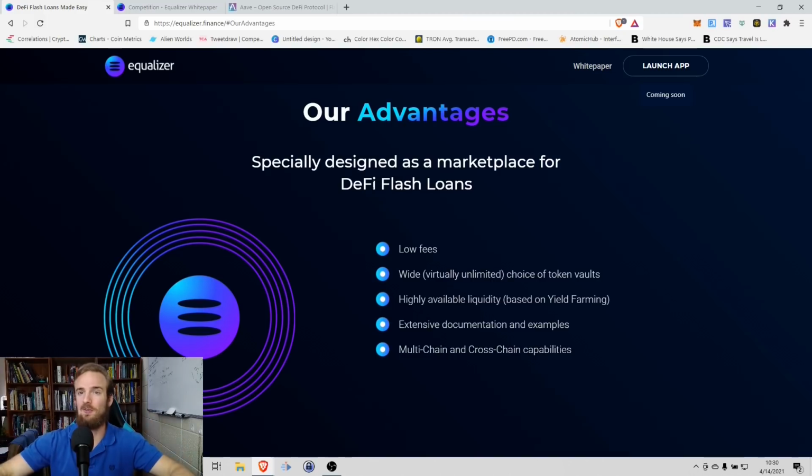Hey everyone, and welcome. This is Robert with Altcoin Buzz, and in today's video we are talking all about Equalizer Finance, which is an up-and-coming DeFi protocol specifically designed as a marketplace for Flash loans. So the first thing I do want to point out is this is up-and-coming. The app is not yet currently live. However, we are hopeful that it will be rolling out soon.